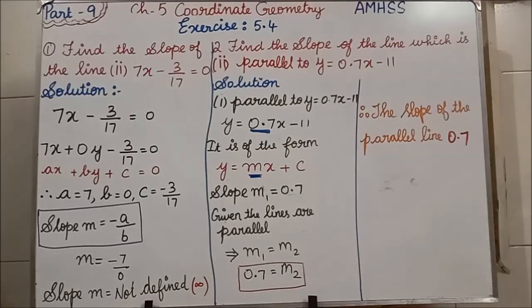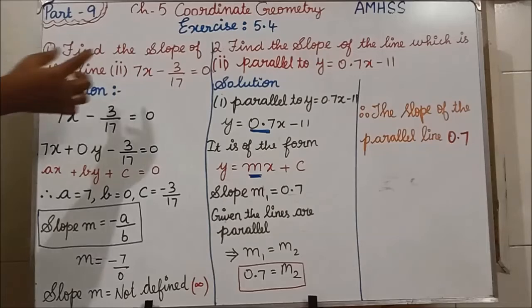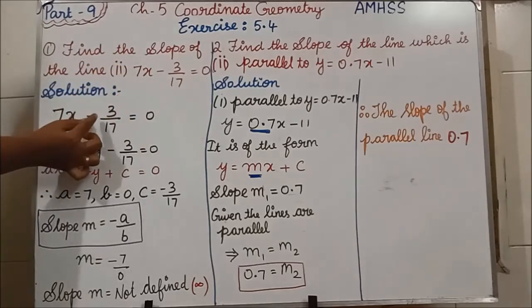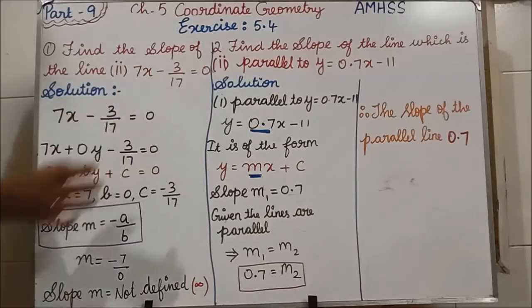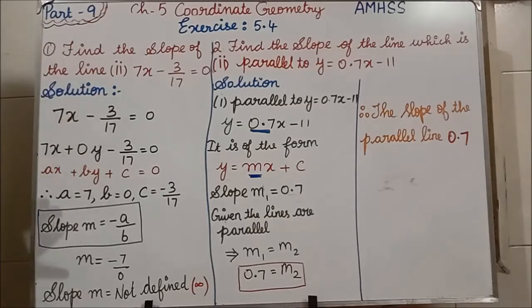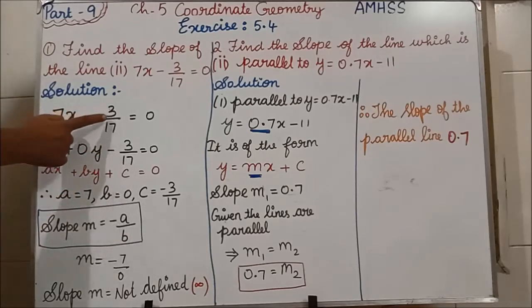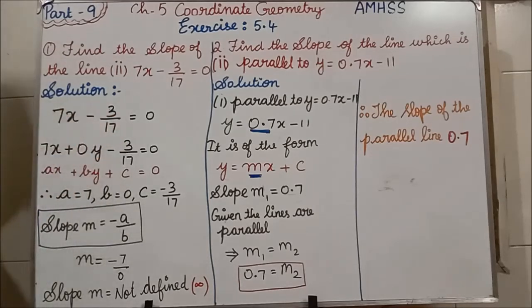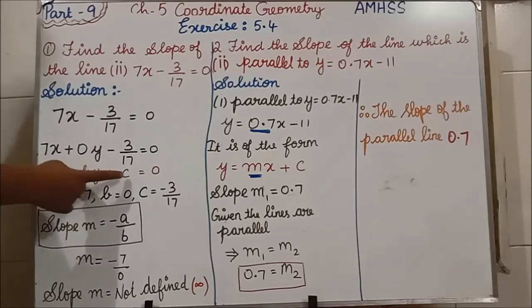Before applying, you have to write the question: 7x minus 3 divided by 17 is equal to 0. In this question we have an x term, but we do not have a y term. So you yourself put plus 0y, and then afterwards you write the constant term. Why are we writing like this? The equation of a straight line will always be in the form ax plus by plus c equal to 0.